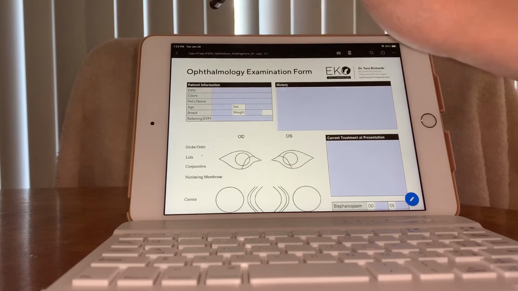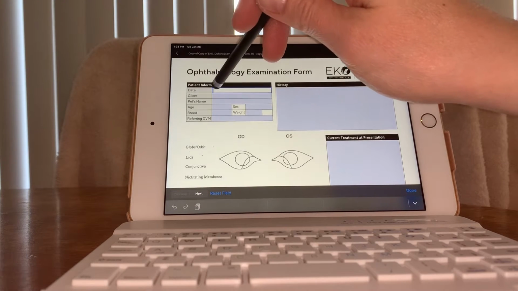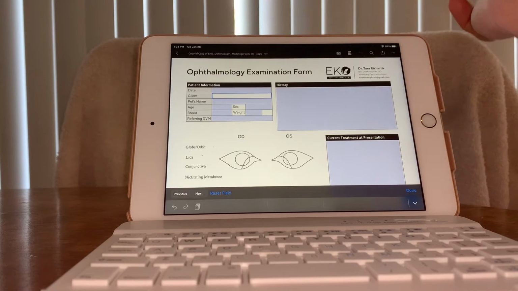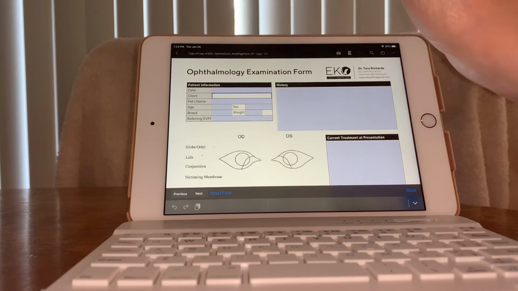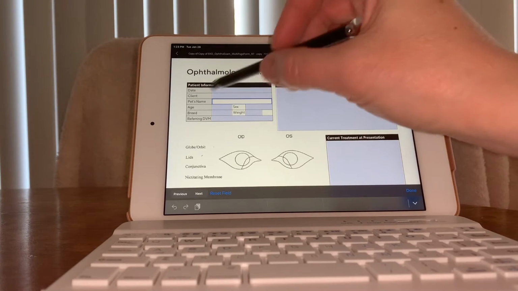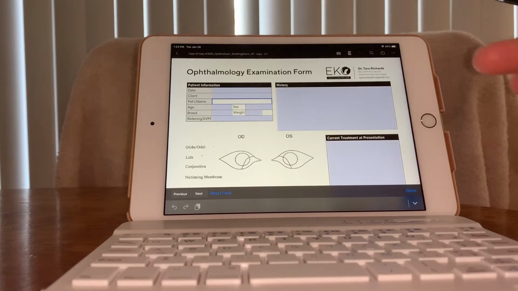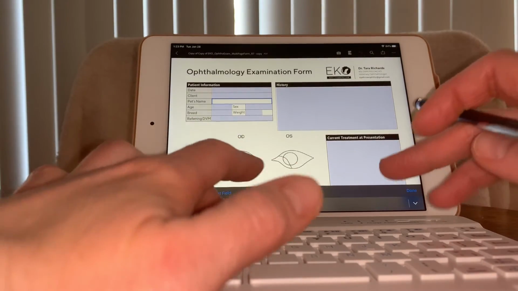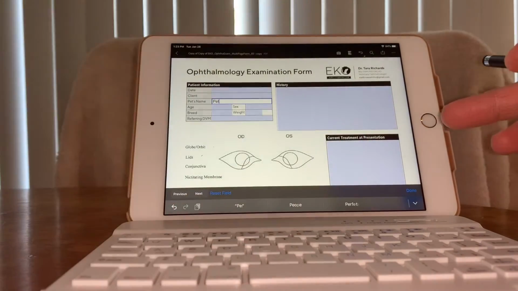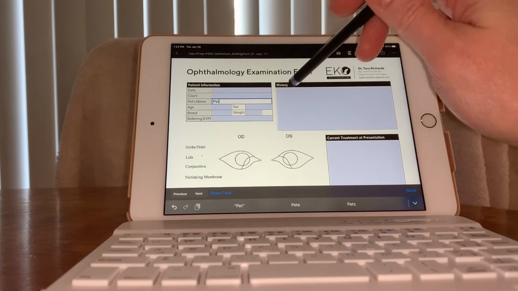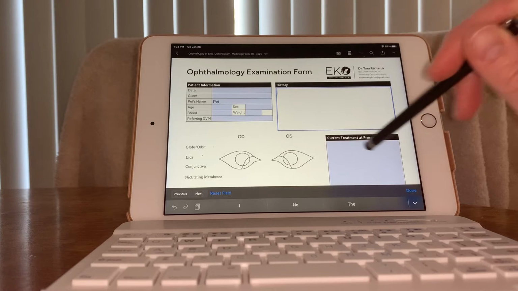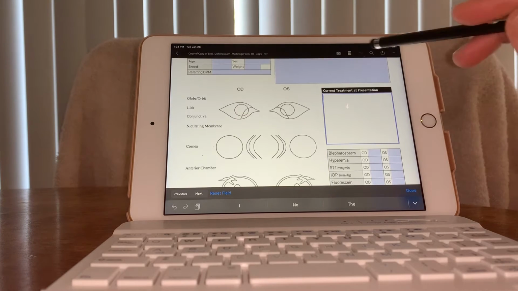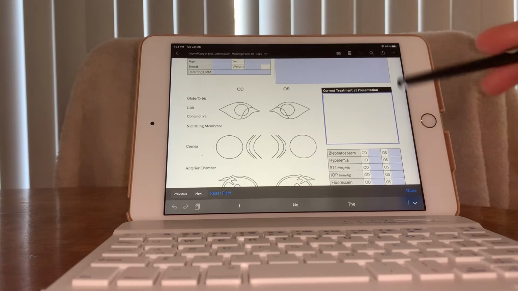The forms in themselves are fillable, so essentially with the appropriate app you can use a stylus to tap on the field that you would like to fill out, and you can either use the keyboard that comes up on the screen or you can type the pet's name in with the keyboard. Similarly, your history can be filled in here and your treatment regimen at presentation here.